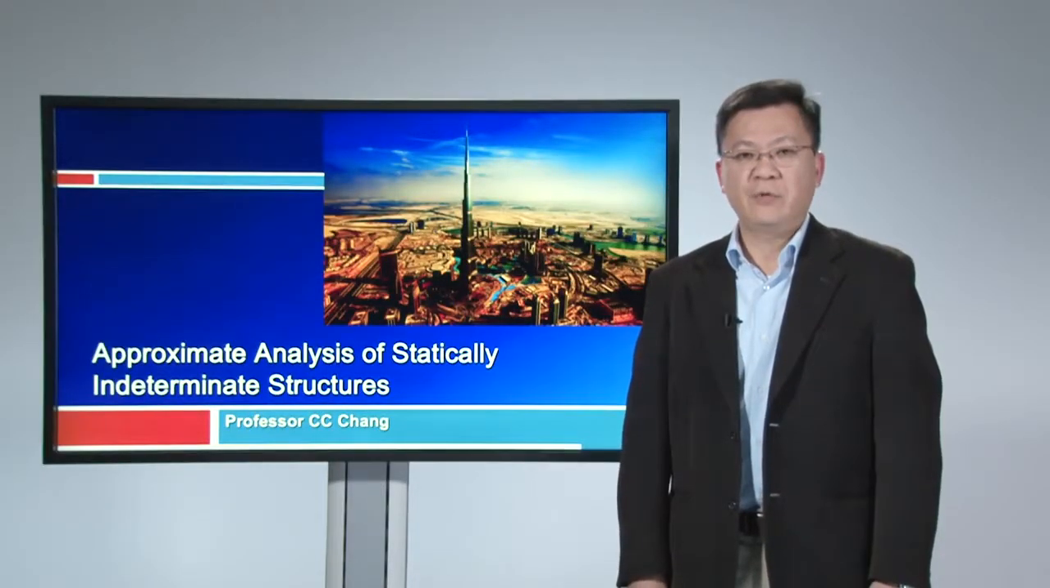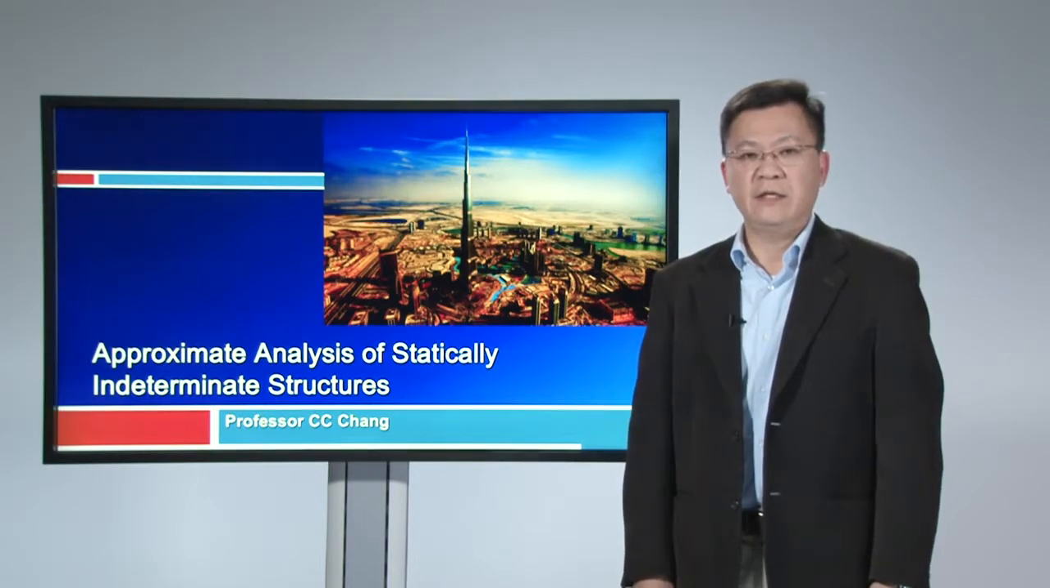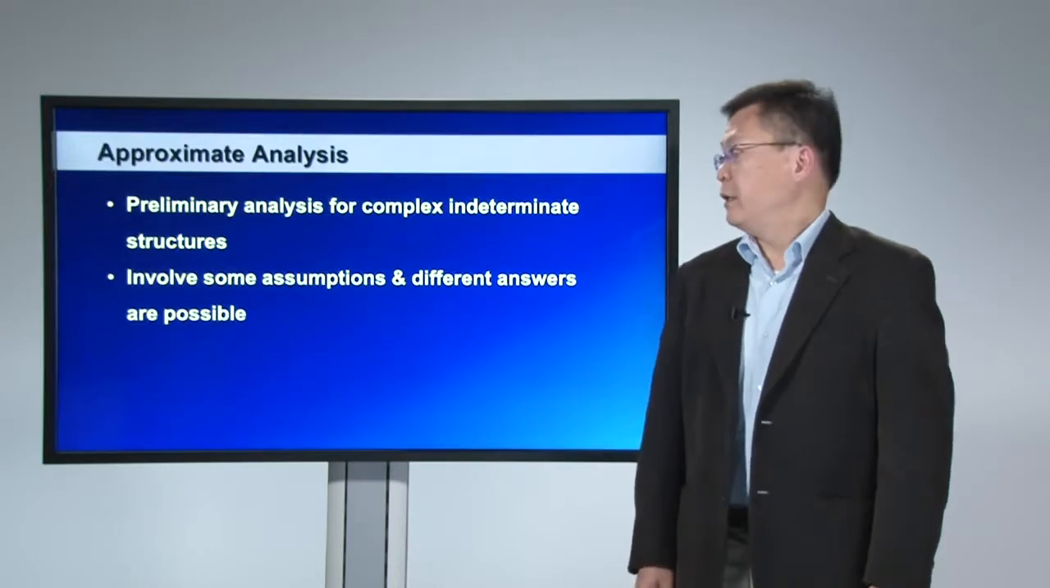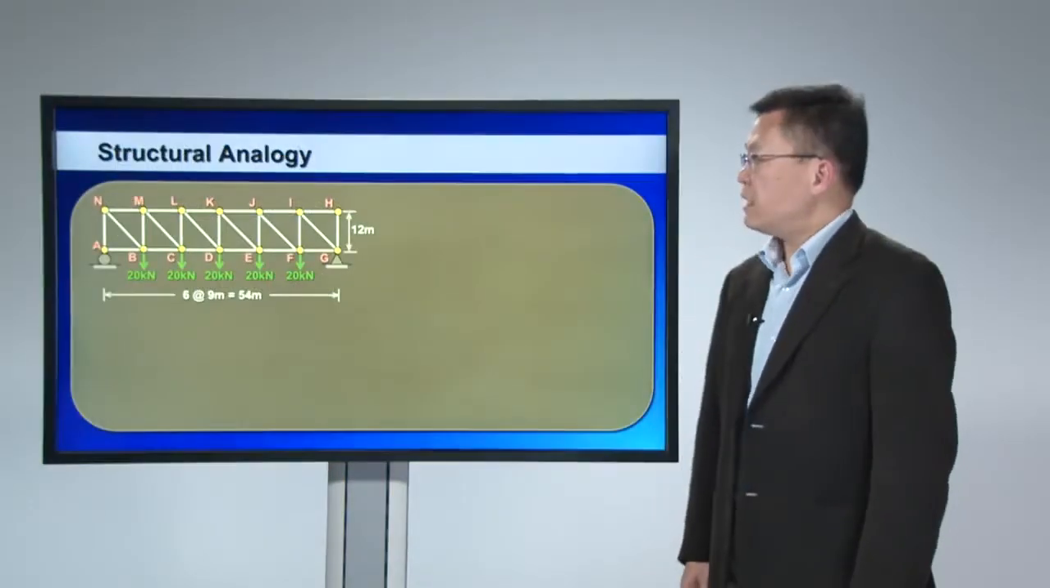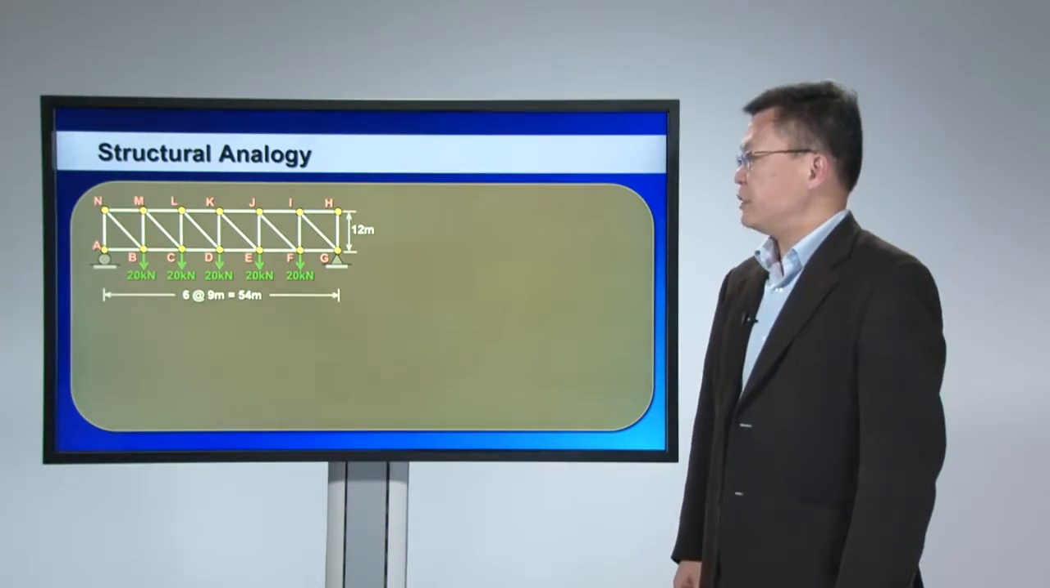In this section, I'm going to show you a few approximate methods that you can use to analyze indeterminate structures. These approximate methods are mainly used in the preliminary analysis for complicated indeterminate structures, and they are based on some assumptions, hence different answers are possible. The first concept is called structure analogies.